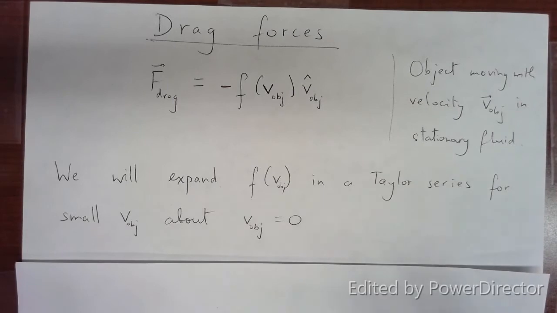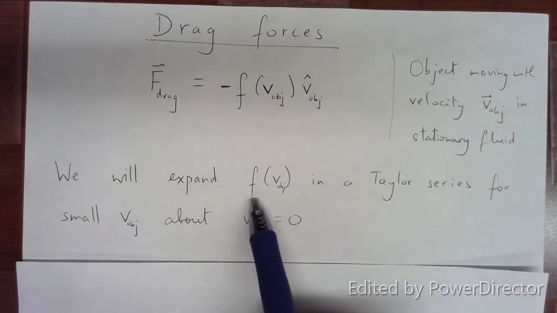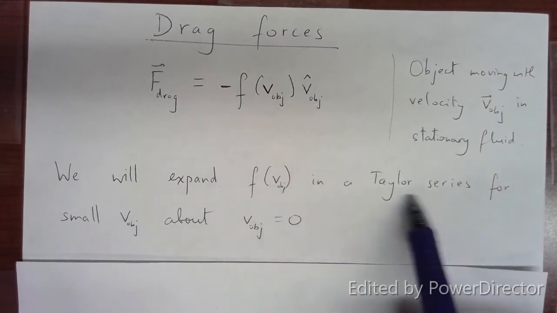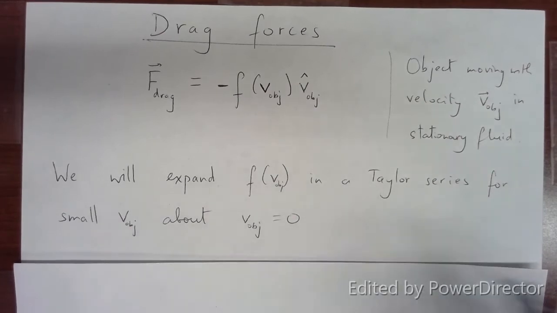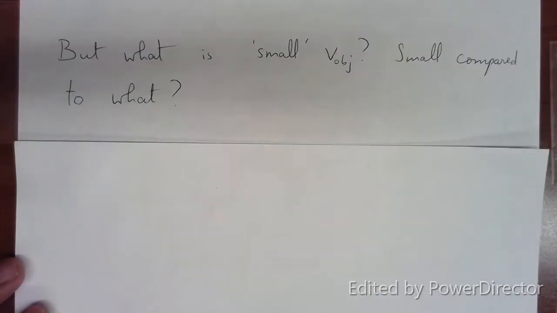So we don't know in general what this function is. It is probably a fairly complicated function. But what we can do as a first guess is approximate this function using a Taylor series expansion. So we will expand f of v in a Taylor series for small v about v object equals 0. But when we say small v, what do we mean?